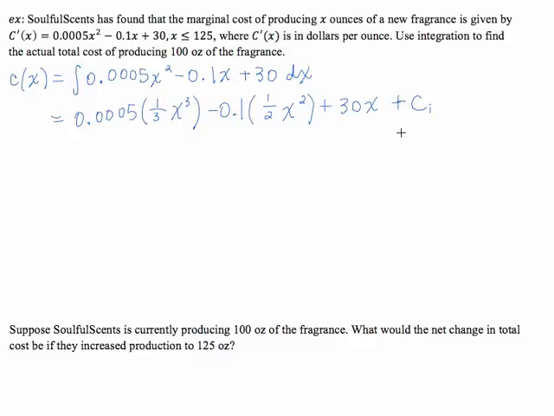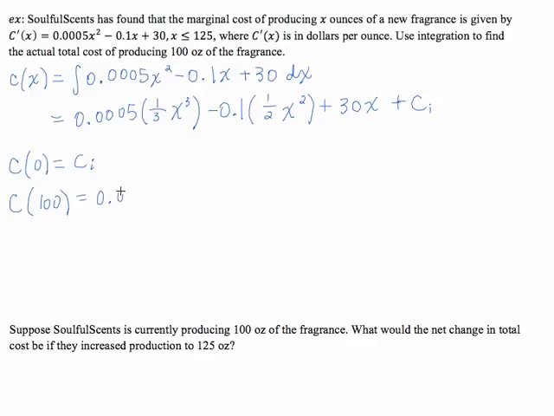Okay, but what we could do is find the total cost to produce 0 ounces of the fragrance in terms of the constant of integration, and we could then find the total cost to produce 100 ounces in terms of the constant of integration, and then subtract to get the difference, the actual total cost. Okay, so total cost to produce 0 ounces, those terms are 0, 0, 0, we just get C sub I, the constant of integration.